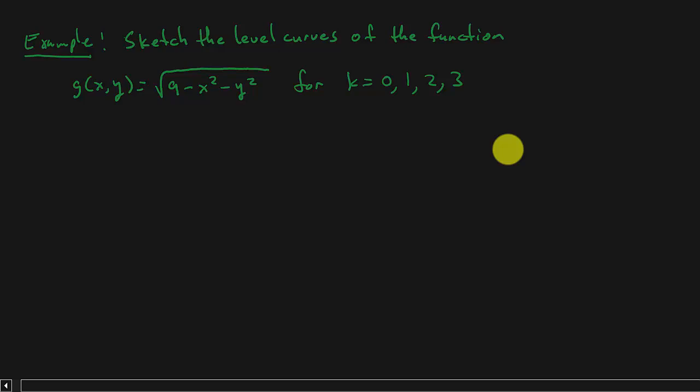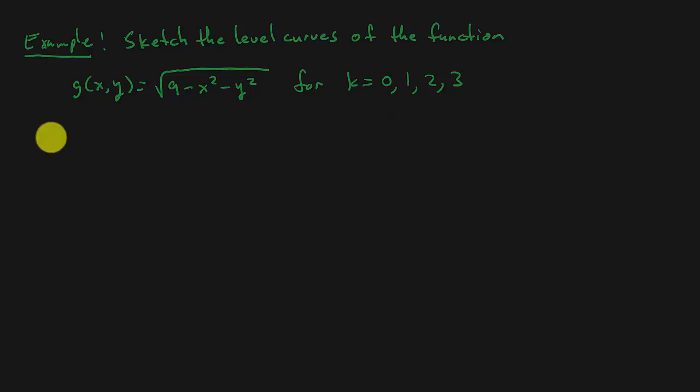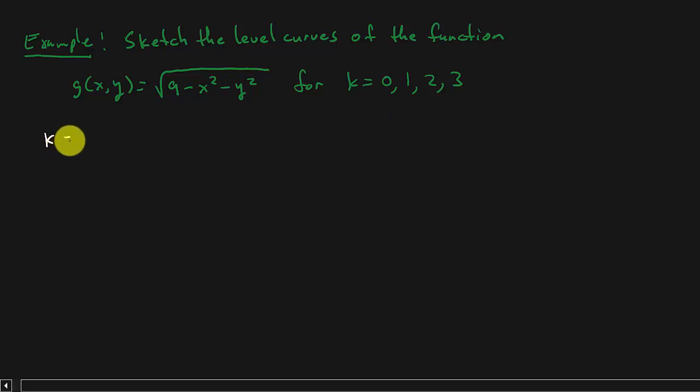So sketch the level curves, and they tell us k is equal to 0, 1, 2, and 3. All right, so I'm going to have k equals the square root of 9 minus x squared minus y squared.